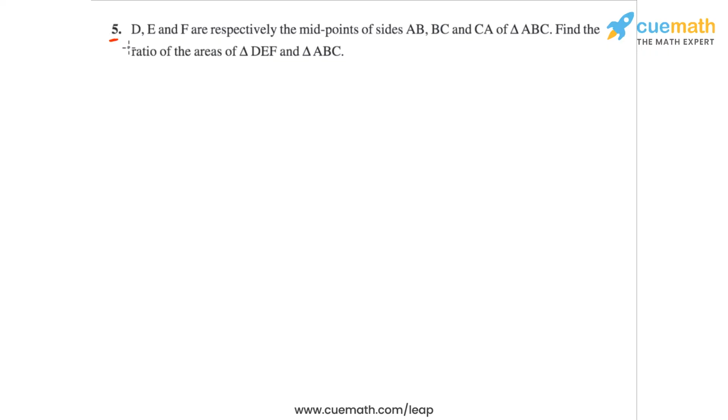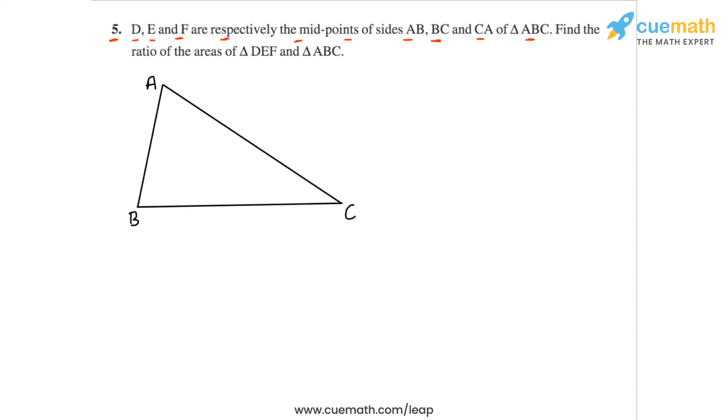Question 5 of this exercise says D, E and F are respectively the midpoints of sides AB, BC and CA of triangle ABC. So let's draw a figure corresponding to this statement. Here's an arbitrary triangle ABC that I've drawn, and we are told that D is the midpoint of AB. So D would be here. E is the midpoint of BC, so E would be somewhere here, and F is the midpoint of CA, so F would be, let's say, here.